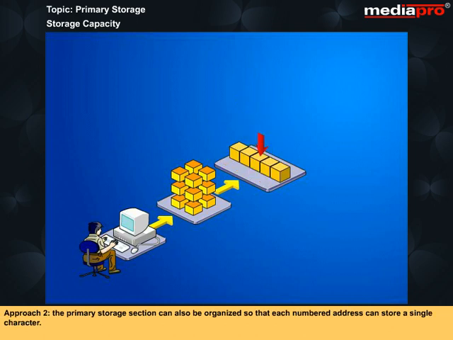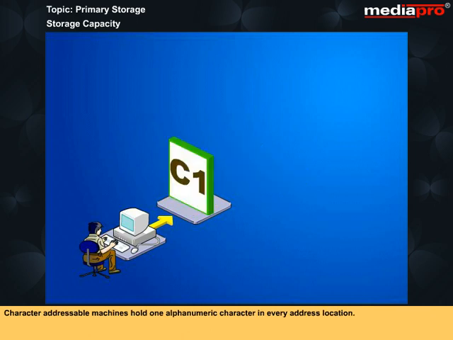Approach 2. The primary storage section can also be organized so that each number address can store a single character. Such machines are said to be character addressable and they use a variable word length storage approach. The variable word length storage approach makes the most effective use of the available storage space since one character can be placed in every storage cell. Character addressable machines hold one alphanumeric character in every address location.